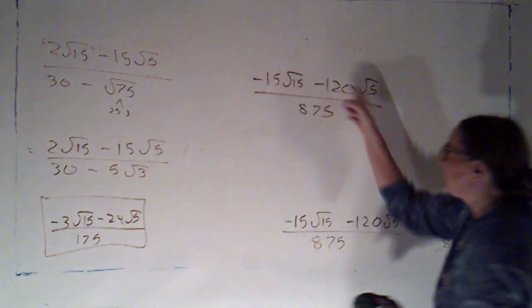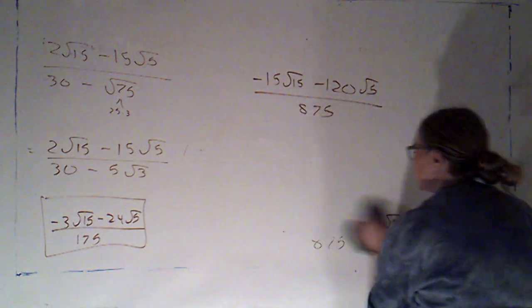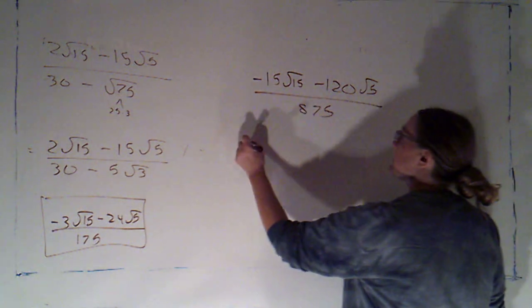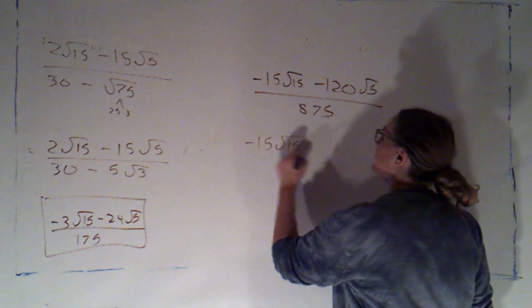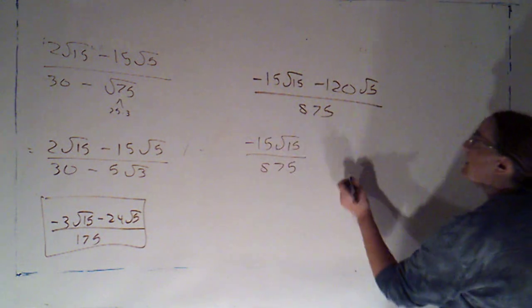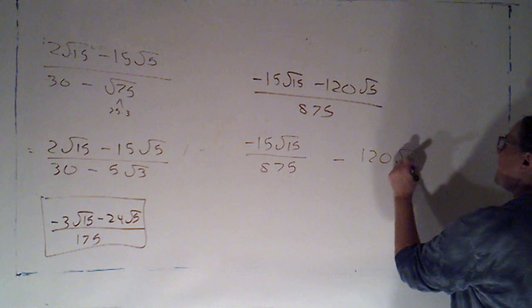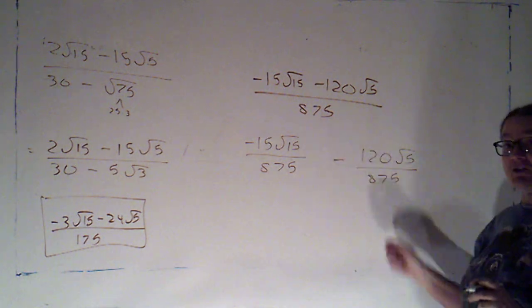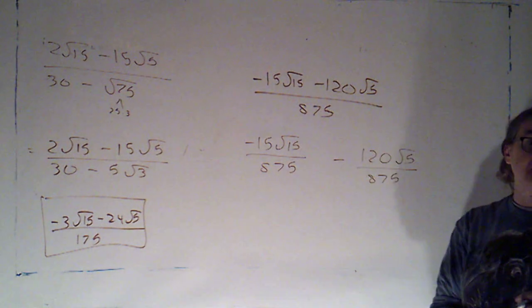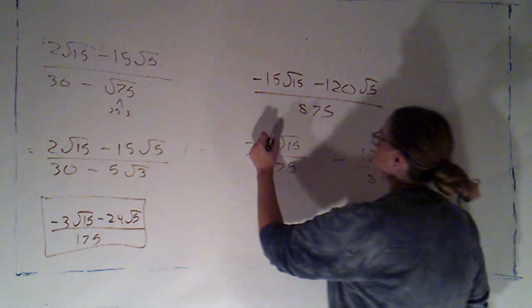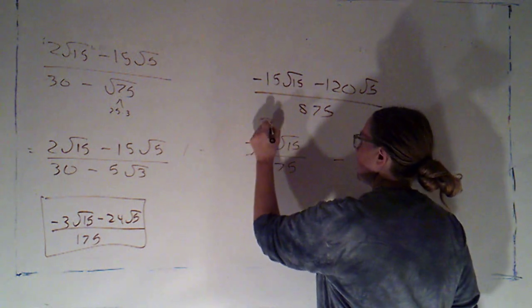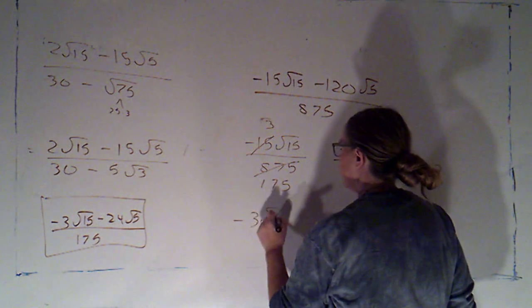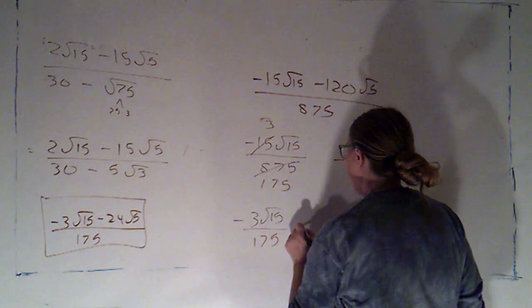If you're not comfortable trying to factor out the biggest thing on top that you'll be able to cancel, your other option is you can distribute the division. So I could say this is negative 15 root 15 over 875 minus 120 root 5 over 875. Now I can actually cancel each of these fractions individually. So I would say 5 goes into 15 3 times. 5 goes in here 175. So this becomes negative 3 root 15 over 175.